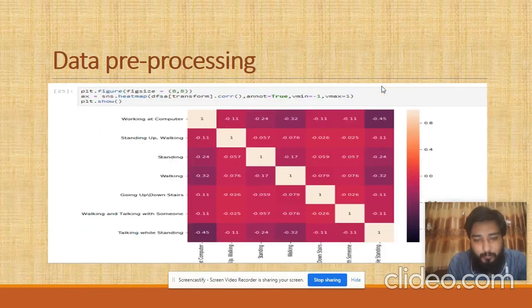Also, what I have done is taken a label encoder on all the labels to see if there is any correlation, but there are not very strong correlations among these values, except for working at computer or talking while standing. So also in walking and talking while standing. So I think with our labels we will see some false positives and negatives during training or in unseen data points.